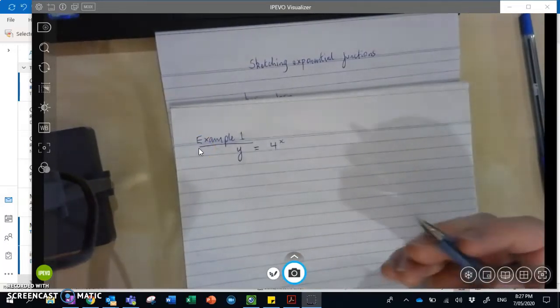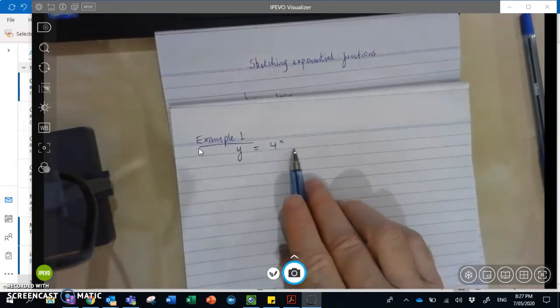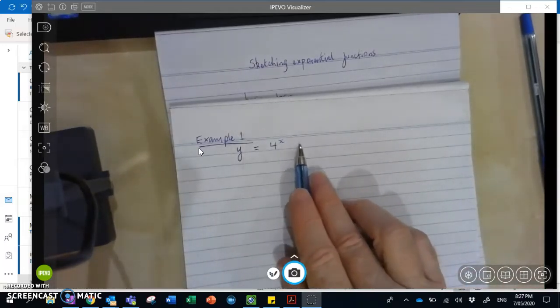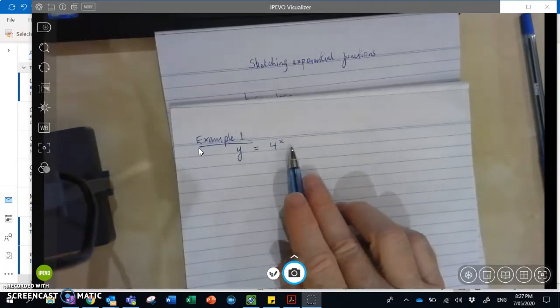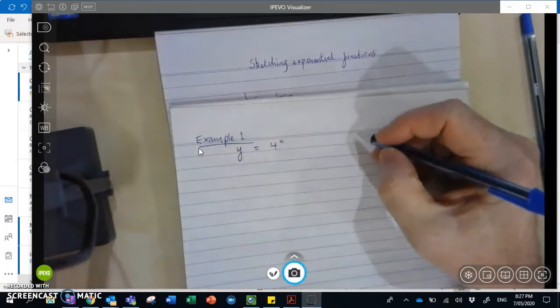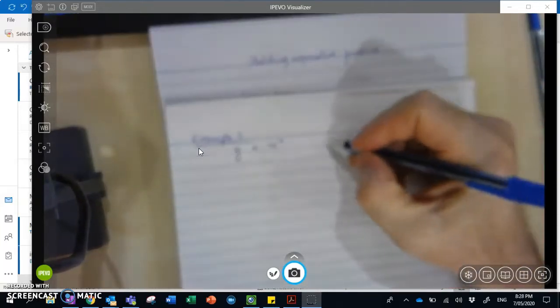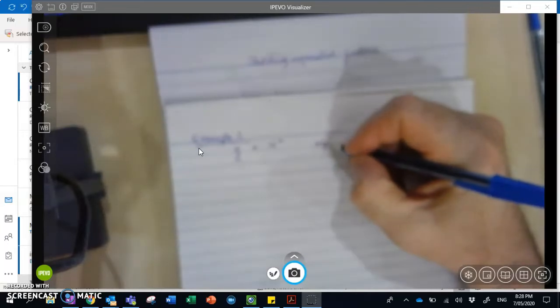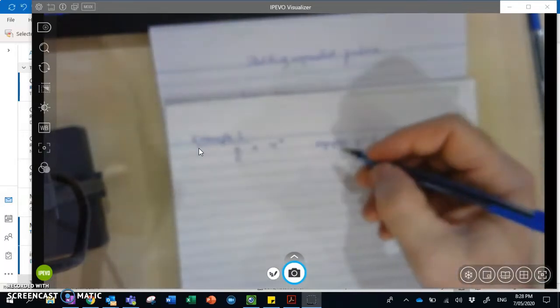Rightio, so to sketch it, we locate the asymptote. So at this stage, our asymptote has not moved, and I'll show you in another example where that might occur. But we locate the asymptote, which in this instance is unchanged and is at y equals 0. So that's our asymptote. It's often a good idea to note it.